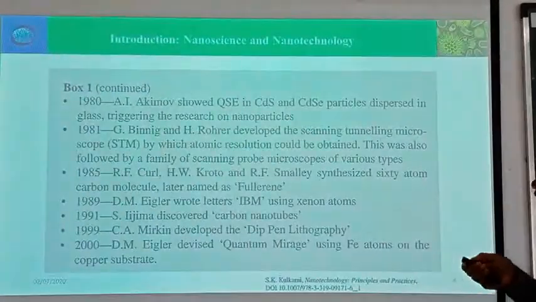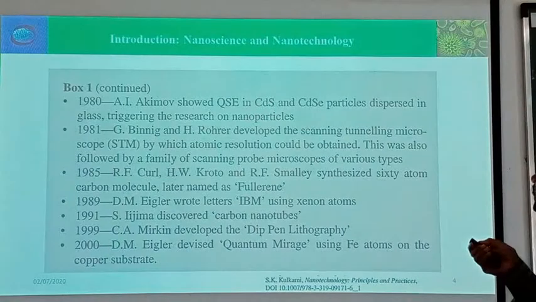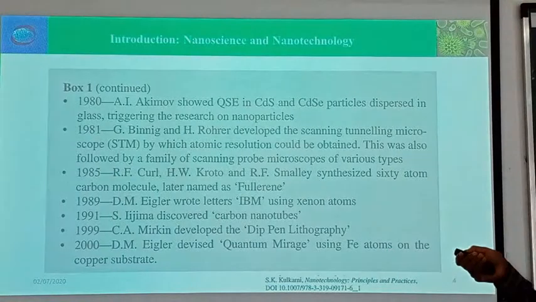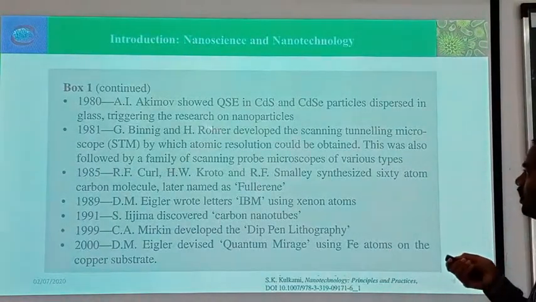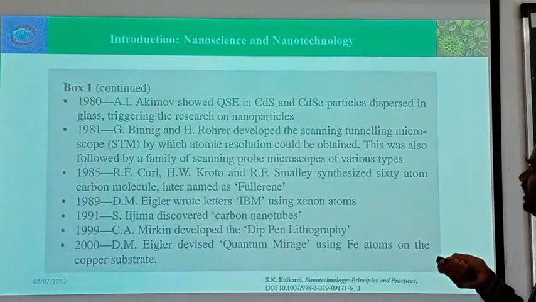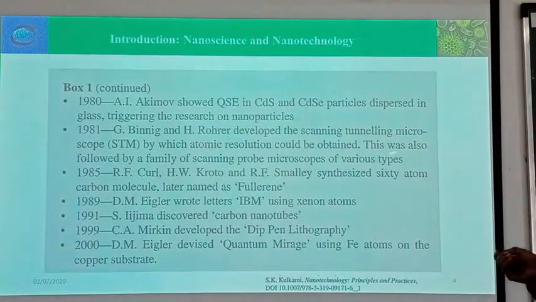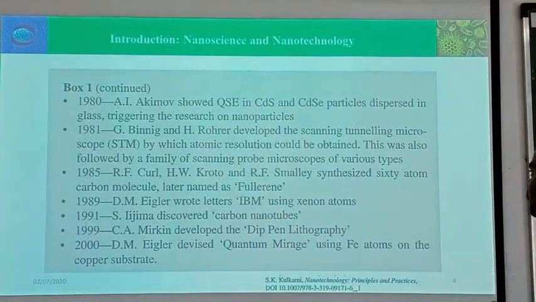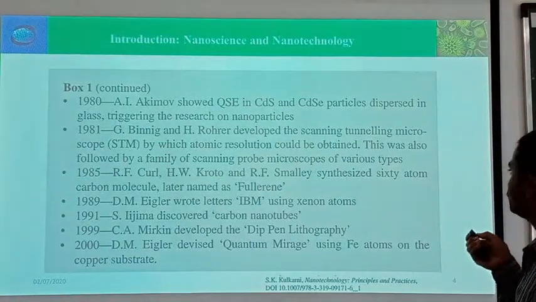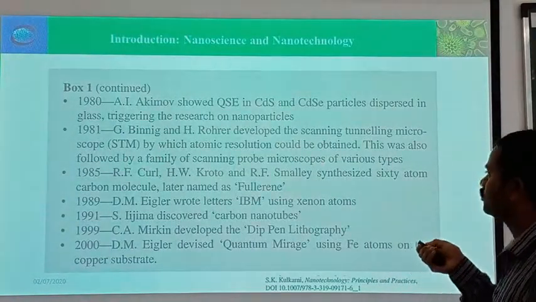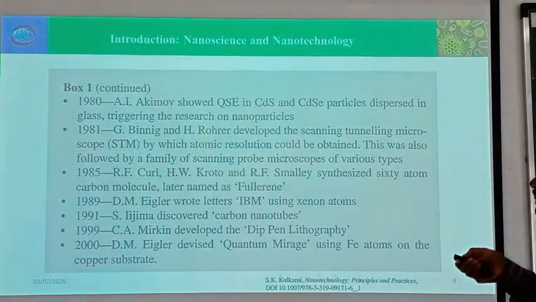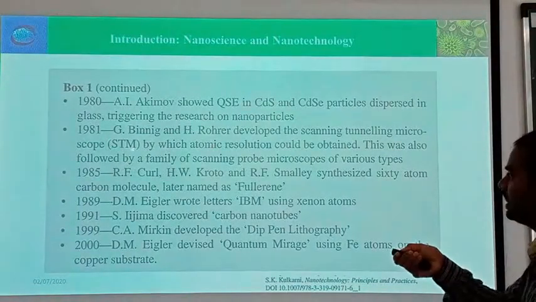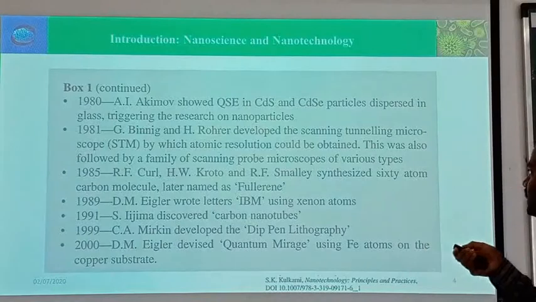Again in 1980, what happened? The quantum size effect was studied in CdS and CdSe nanoparticles dispersed in glass. In 1981, Rohrer and his co-workers developed the scanning tunneling microscope, STM, by which atomic resolution could be obtained. This was also followed by the family of scanning probe microscopy. So the development of the scanning microscope started in 1981 with the scanning tunneling microscope, and then various types followed.